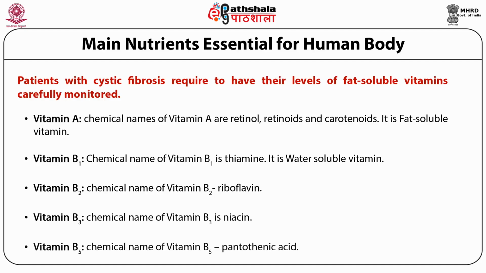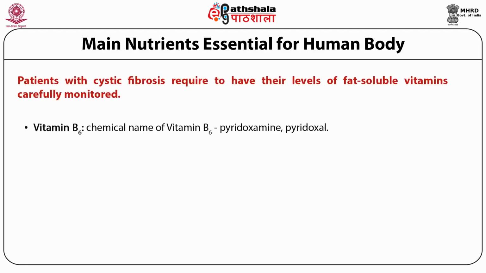Vitamin B5 is chemically pantothenic acid. It is a water-soluble vitamin, and deficiency of it causes paresthesia, which is tingling, prickling, or numbness of the skin with no apparent long-term physical effect. Vitamin B6 is chemically pyridoxamine or pyridoxal. It is again a water-soluble vitamin, and deficiency of it causes anemia. Overdose can cause nerve damage.